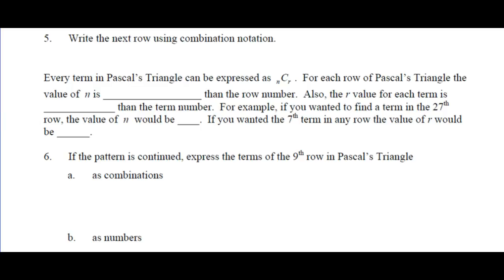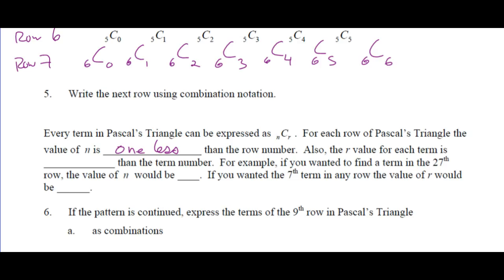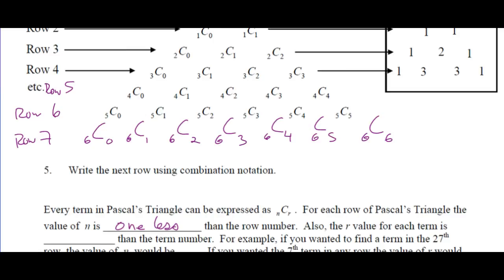For each row of Pascal's triangle, the value of n is 1 less than the row number. Also, the r value for each term is then the term number. So the first term in row 7 is 6 choose 0. The second term is 6 choose 1. The last term in the 7th row is 6 choose 6.